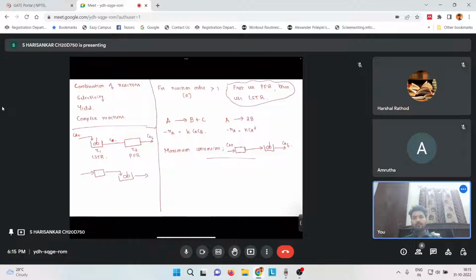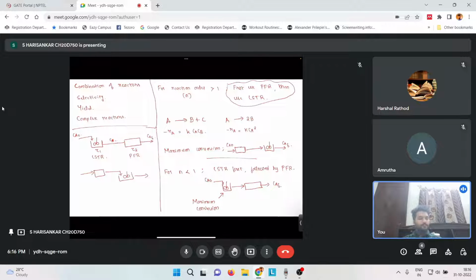Now the same thing is in reverse order when the reaction order n is less than 1. In such cases, CSTR should be used first, followed by PFR. So you first use a CSTR, and the outlet of this can be connected to a PFR. This arrangement will give you the maximum conversion for reactions having order less than 1.